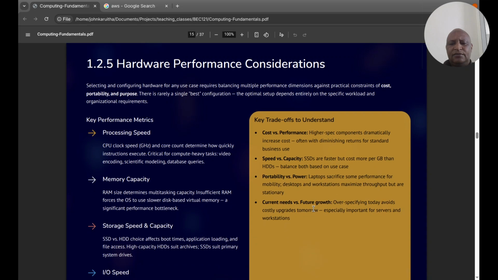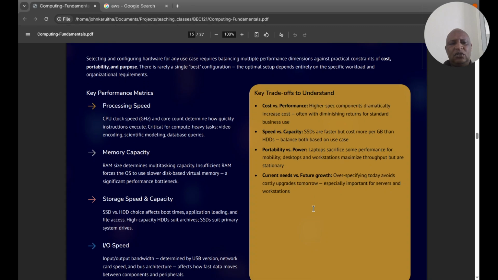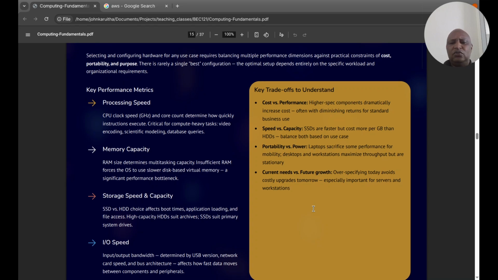Then, current needs. What do you actually need? So don't again buy a big thing that you really do not need to use.